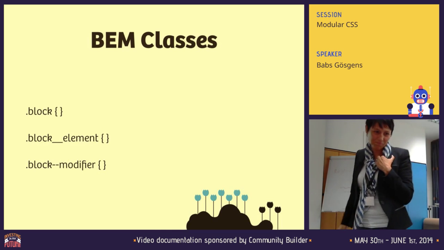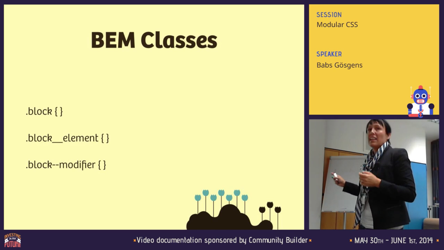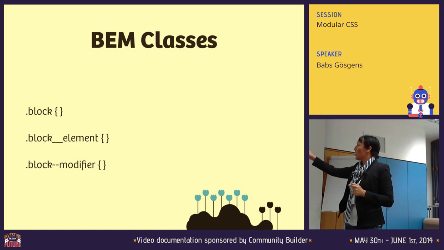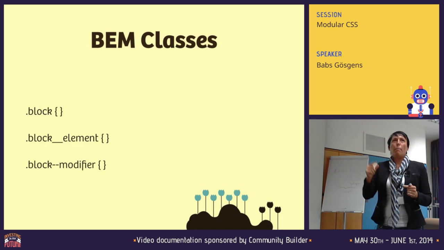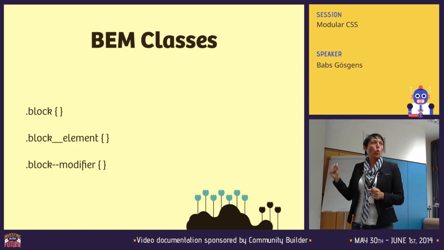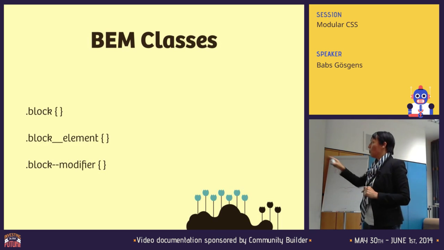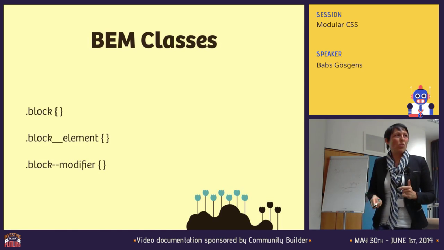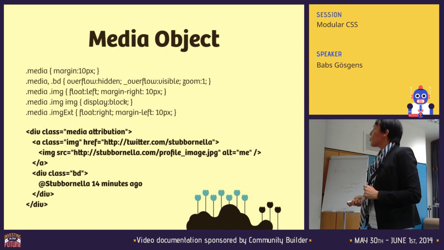Good, you've made it to an important bit. We use double dashes and double underscores because then we are able to have element or block identifiers like main dash navigation or top dash search or something like that. And if we were to have just a single dash between the modifier and the block name, then we lose the clarity. So that's why it looks like that.